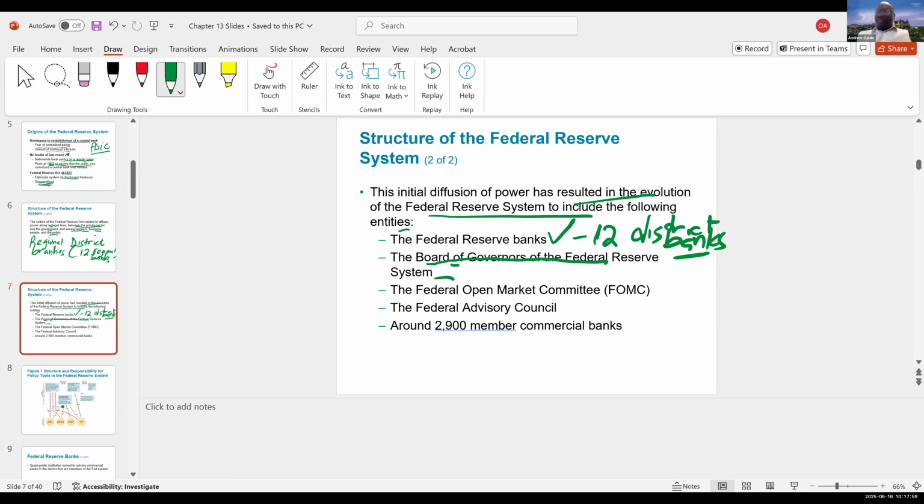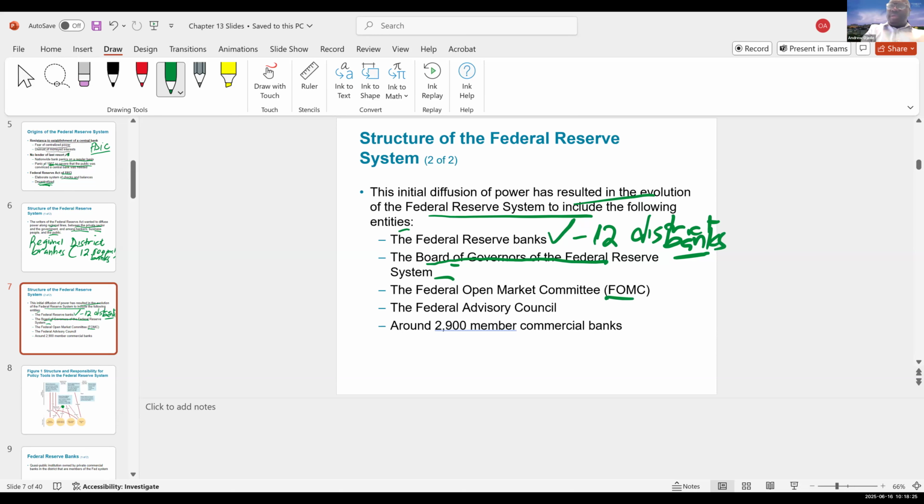And among the 7 board of governors, the President of the United States is going to appoint the what? The chair of the Federal Reserve. Okay, the current chair of the Federal Reserve is Jerome Powell. So among the 7 board of governors, one of them is going to be designated to be the chair of the Federal Reserve System. So the chair of the Federal Reserve doubles as the chair of the board of governors and the chair of this committee that I'm going to be talking about later, the Federal Open Market Committee.